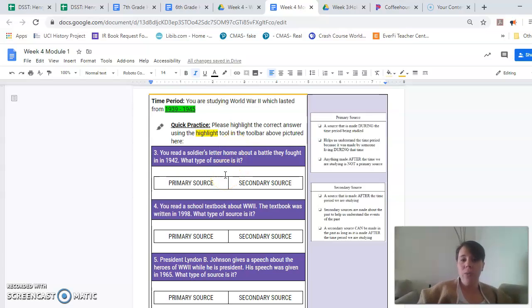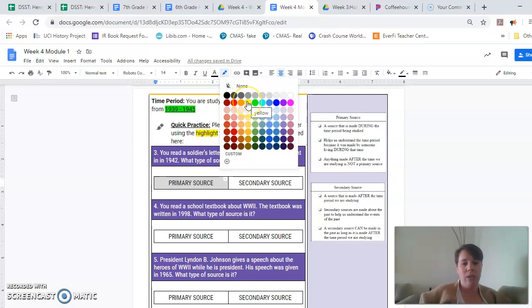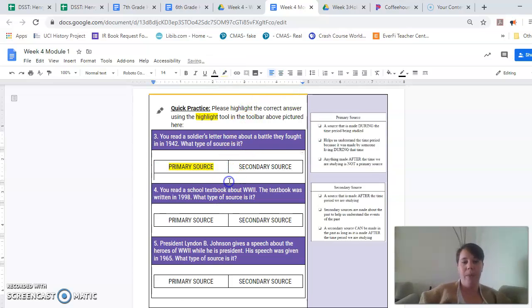So imagine you have just read a soldier's letter home about a battle they fought in 1942. What type of resource is this? They're a soldier writing a letter home about a battle they just fought in 1942. They're likely fighting in battles for World War II, so they were likely there, which means they saw it happen, they created this thing. So I'm going to highlight primary source. You should also do that.